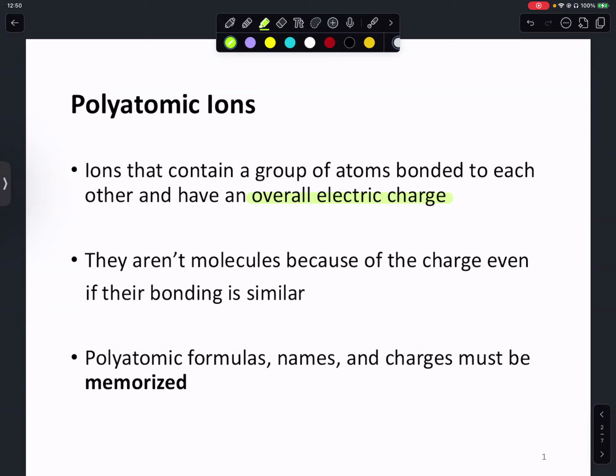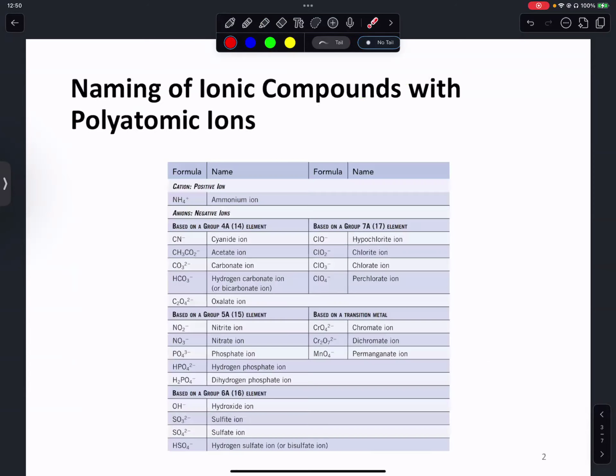looks similar to molecules. And it's very important for us to know that polyatomic formulas, names, and charges must be memorized. For reference, I have included on this slide the list of polyatomic ions that you are required to memorize. This is from the textbook, but you can again find it in this video and on the set of slides with the video.